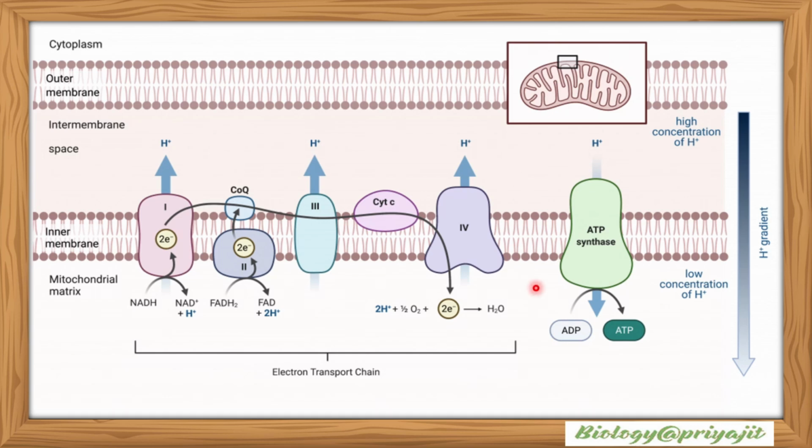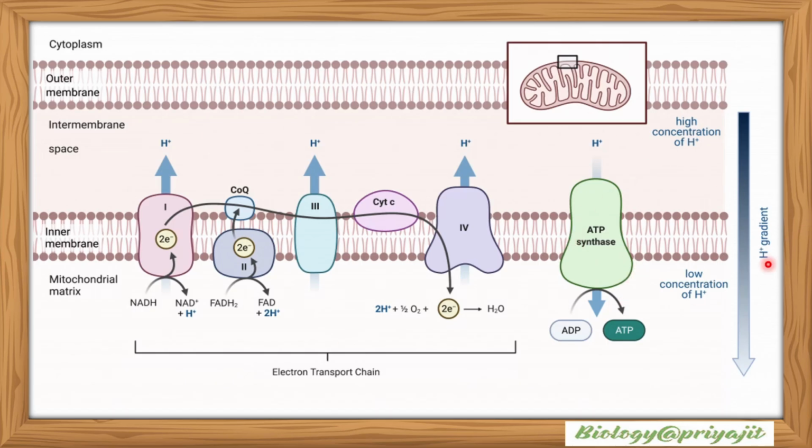So what does ATP synthase do? It will pass the H⁺ ions from the intermembrane space to the mitochondrial matrix, where there is a low concentration of H⁺, and it will generate ATP with the help of the enzyme ATP synthase, which is located on complex 5.